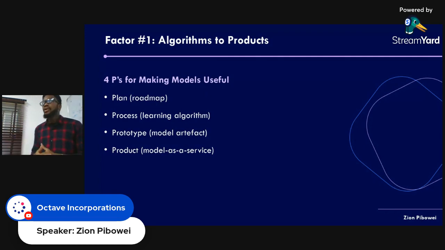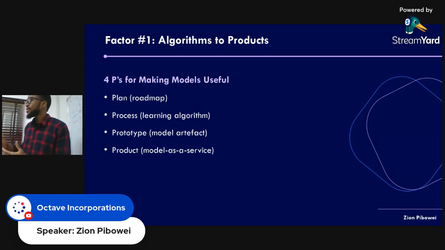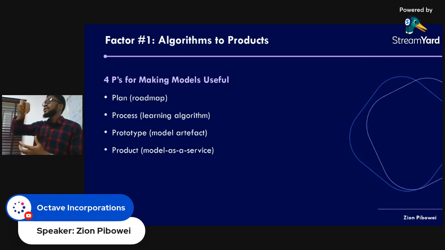So to do that, I identified four key areas, or four P's, that you need to understand to make models useful and valuable, and to take them to a commercial level where you can actually commercialize those models. You plan, which means you design the roadmap for what you want your model to achieve beyond just accuracy and performance scores. We now begin to work on the process. The process is a learning algorithm, which is the process of learning from the data and capturing the relationships and patterns in that data.